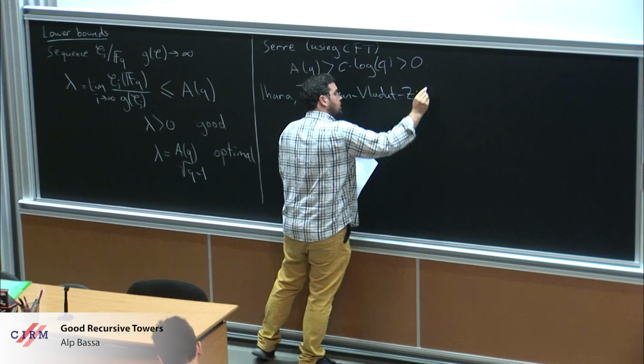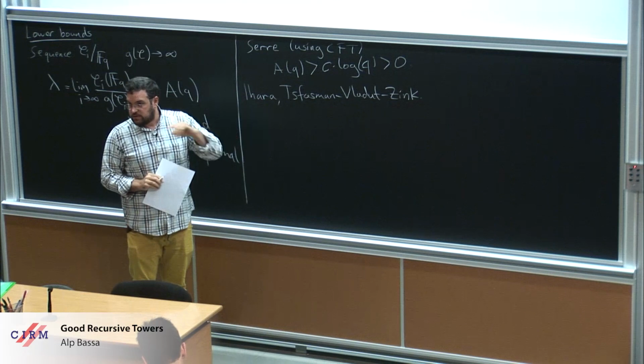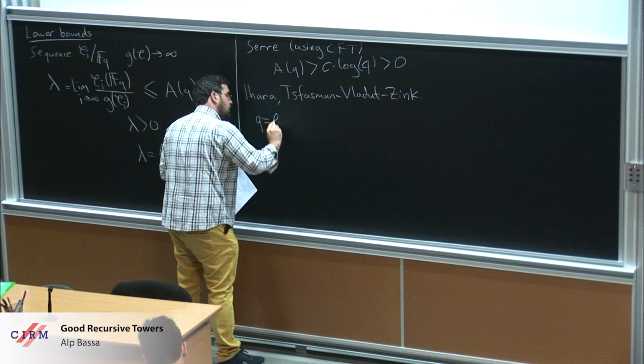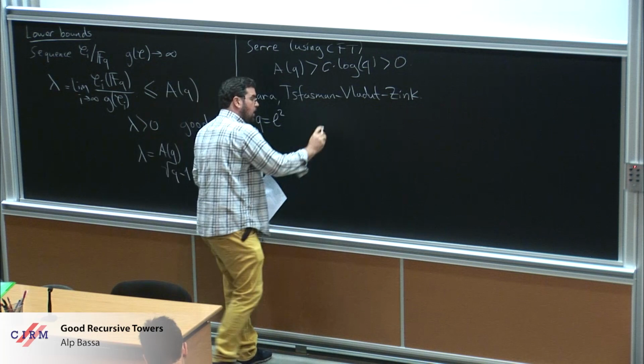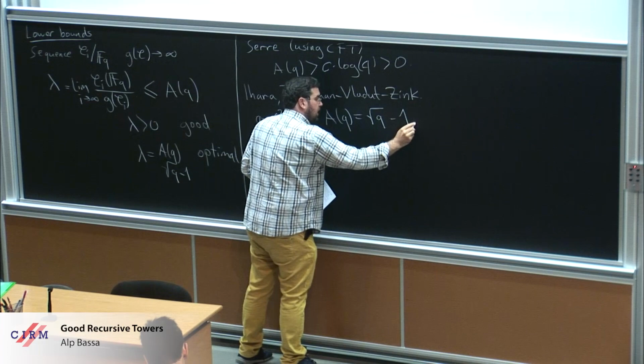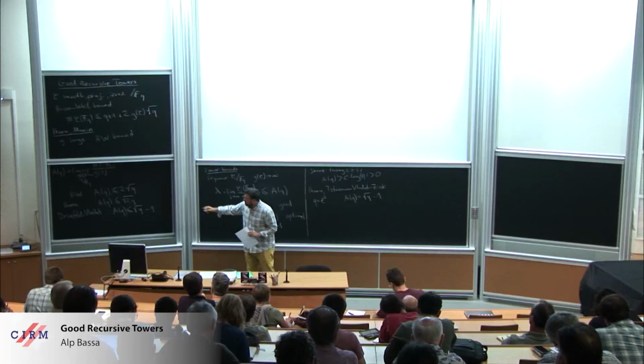And the method used here is reductions of elliptic modular curves or of Shimura curves. And they have shown that in the case that Q is a square, so if it's an even power of a prime, so L is an arbitrary prime power, we take a square, so we get a quadratic finite field, so to say. And the value of A of Q is known, and it's given as square root of Q minus 1. Yeah, so it's just the quantity given by the Drinfeld-Vladut upper bound.